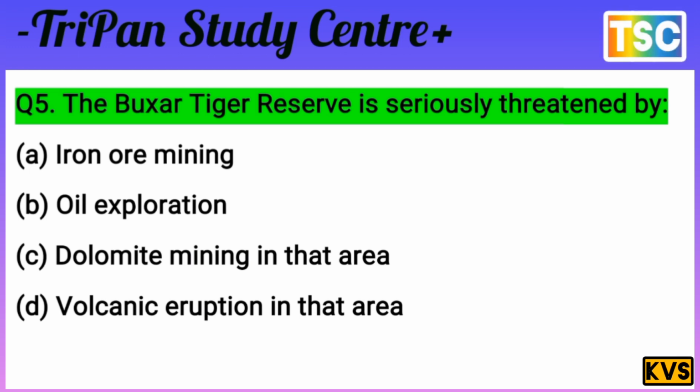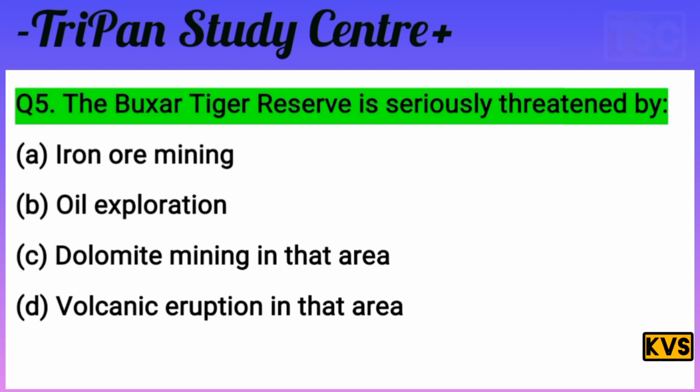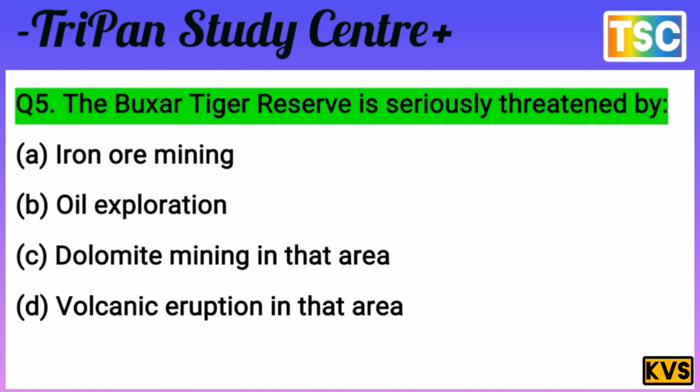Iron ore mining is not the answer here, and oil exploitation is not either. A volcanic eruption in that area is nothing here. The answer is C, dolomite mining in that area. The answer is correct: C. Write C here.